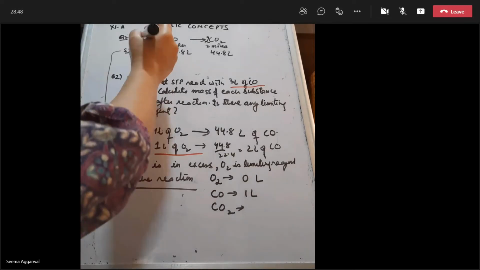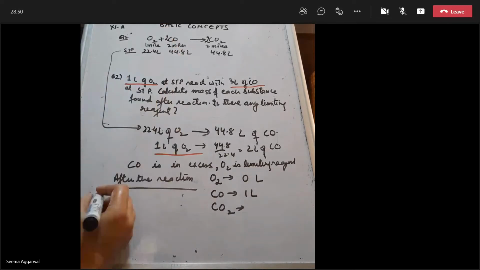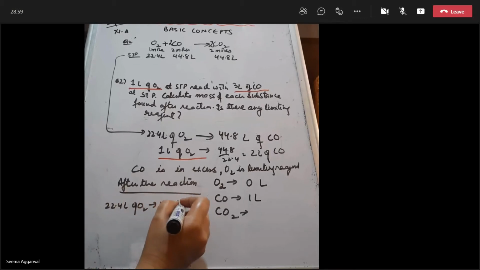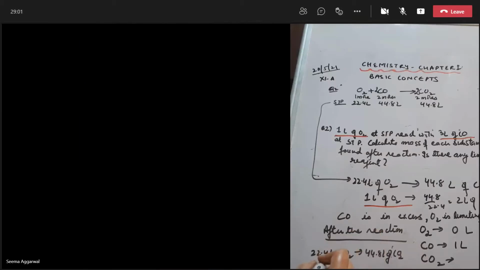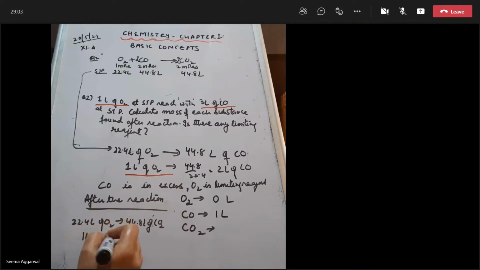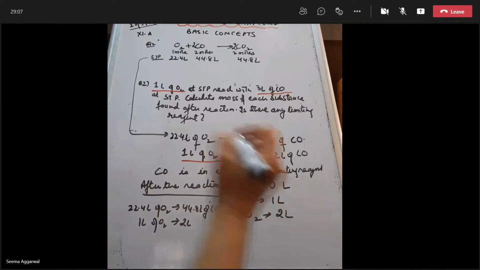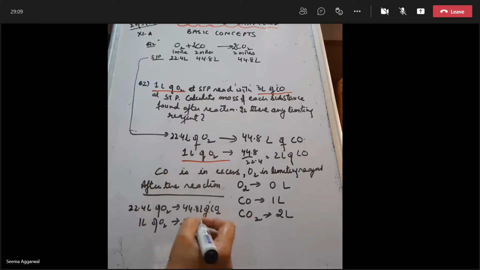If I took 1 liter of oxygen, we know that 22.4 liters of oxygen gives 44.8 liters of carbon dioxide. So if I am taking 1 liter of O2, what is the amount of carbon dioxide formed? 2 liters. Yes. Okay. Is the point clear? Yes.